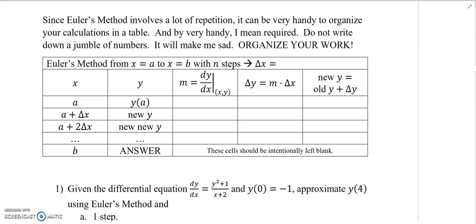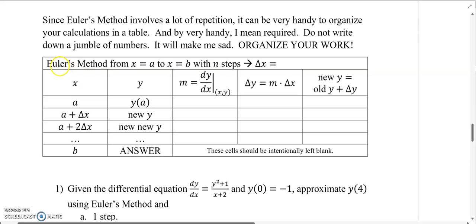When you're asked to find an approximate value of a particular solution of a differential equation using Euler's method, it's going to involve a lot of numbers, and it's going to be important for you to organize those numbers in a handy table. That way you'll be able to read it, and more importantly, your teacher will be able to read it. Don't just write down a bunch of jumbled numbers. Make sure you organize your work, and this table is a nice way to organize it.